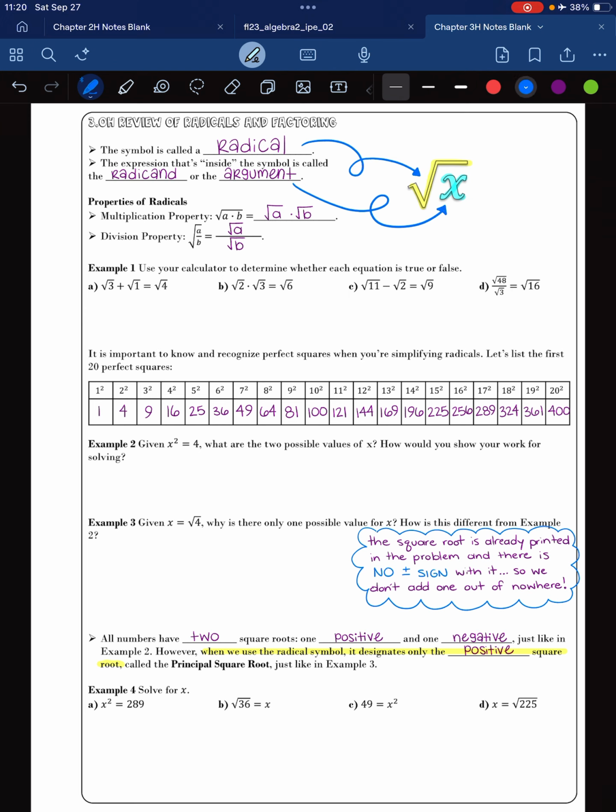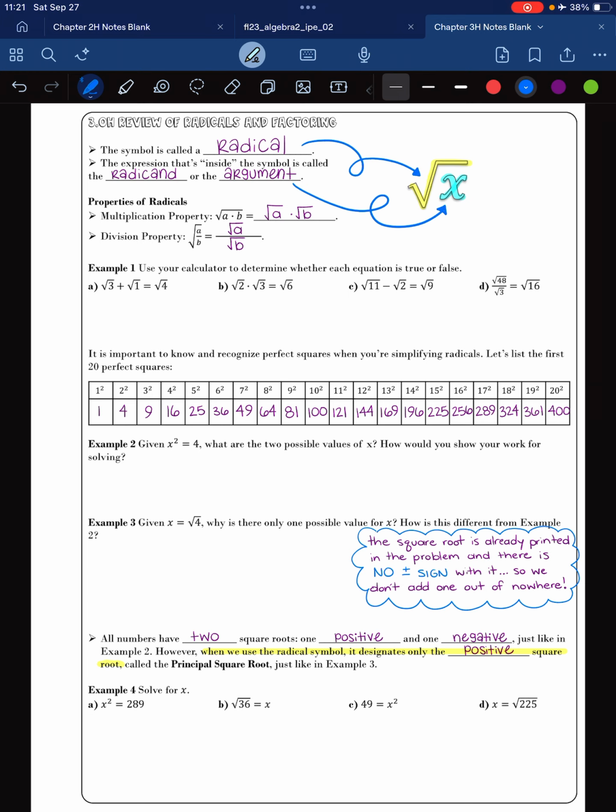So let's review some properties real quick. The multiplication property says that if I am multiplying two things underneath a radical, I can split them up into two different radicals and take the square roots separately. They're still equivalent expressions. Similarly, I can use the division property, and I can split up a fraction that's underneath a radical and take the square root of the numerator separately from the square root of the denominator. We'll see why that's handy in a little bit.